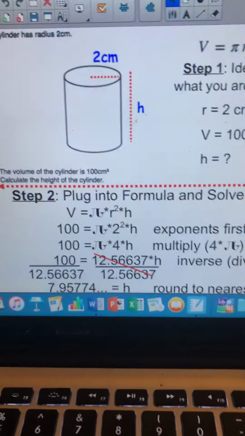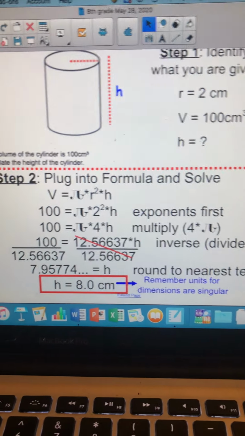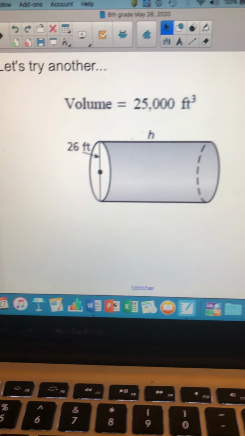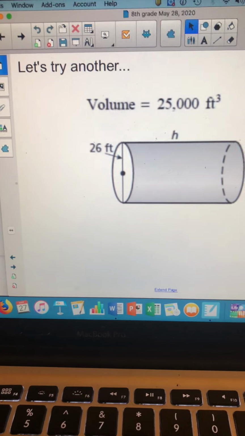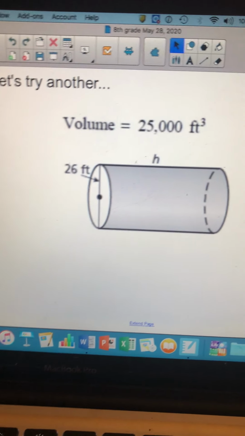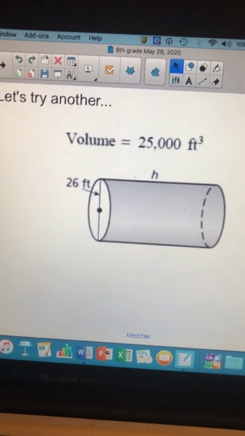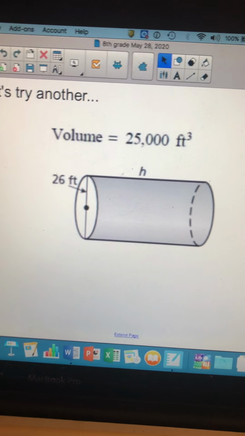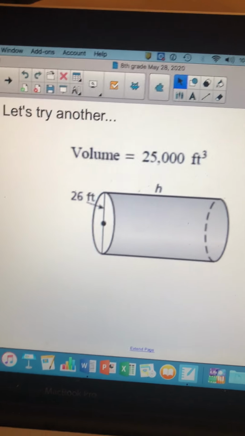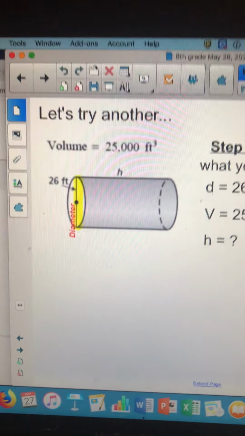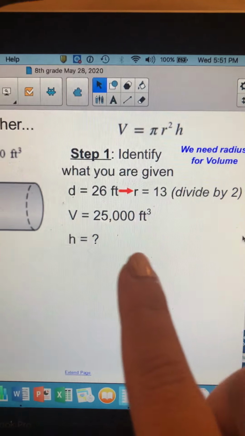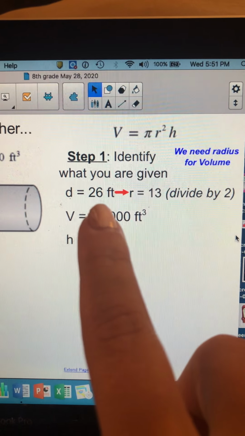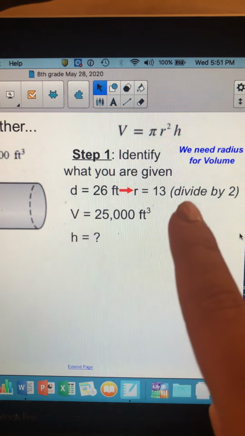Everything that I just walked you through is in our lesson, so you can see all that information there. There's another example. Can anyone figure out what's different about this example? I hope some of you are guessing what I'm hinting at. In this example, we are given a diameter, right? Since we are given the diameter, when we are working in volume, we need a radius. So step 1, when you're identifying what you're given, you have to remember to split that diameter by 2.